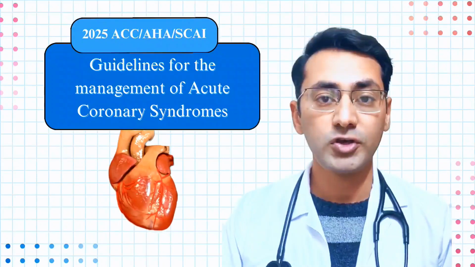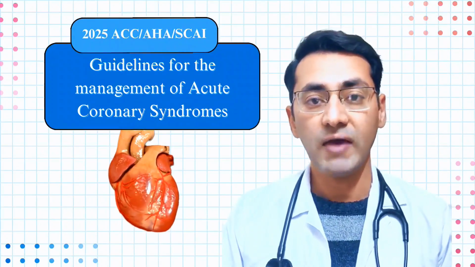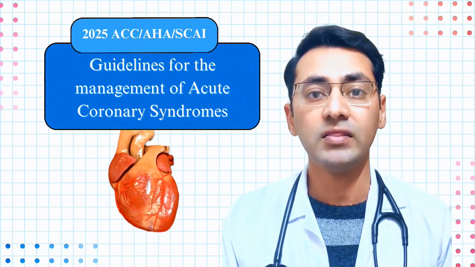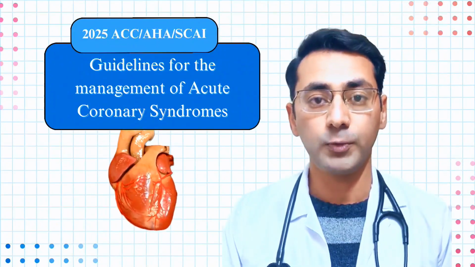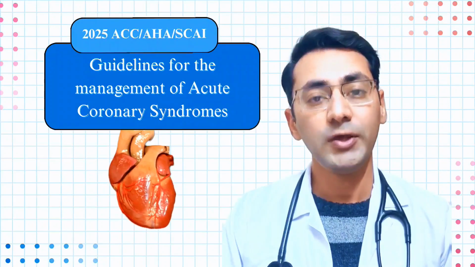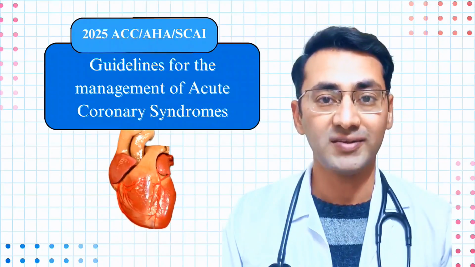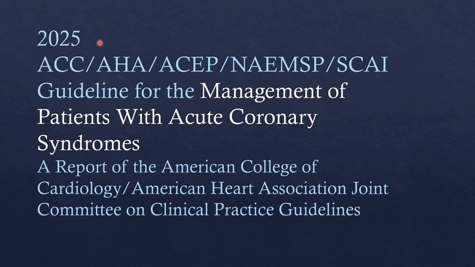Recently, the American Heart Association and American College of Cardiology have updated their 2025 guidelines for the management of acute coronary syndromes. Today, we will be going through them. So let's begin. The 2025 ACC and SCAI guidelines for the management of patients with acute coronary syndromes are slightly different from the previous guidelines as they include all of the acute coronary syndromes under one heading, unlike the previous few guidelines in which there was segregation between STEMI and NSTEMI.